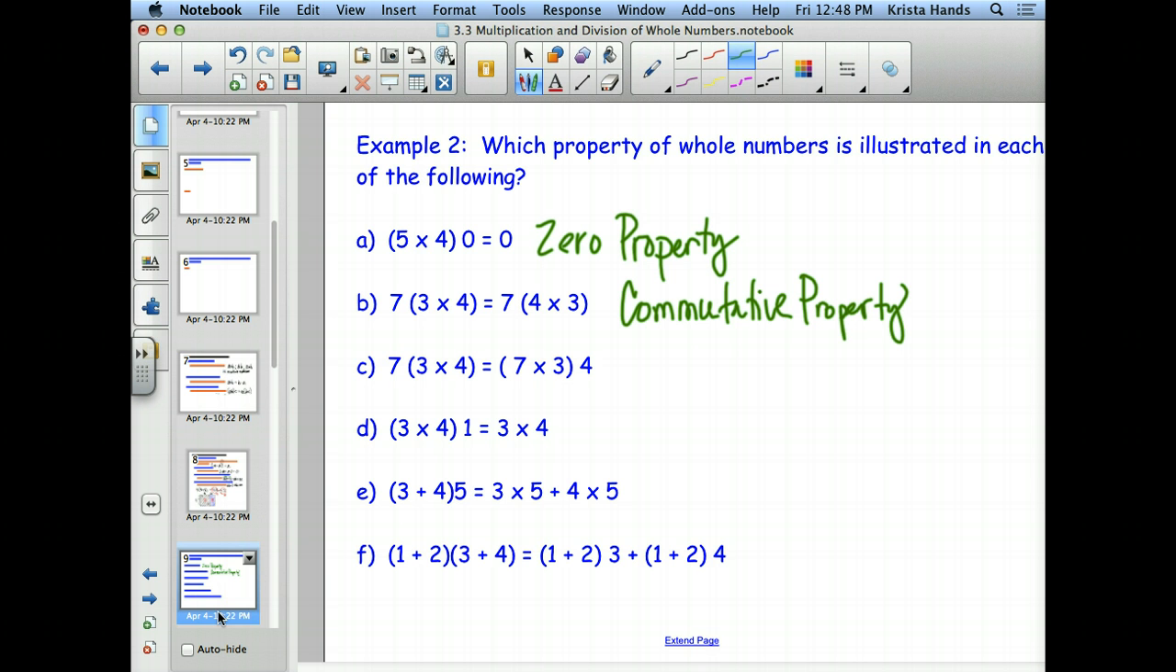Okay, how about the third one? Associative. Why? Because the groupings are different, right? The grouping on the left is 3 times 4, and the grouping on the right is 7 times 3. But notice the order of the numbers stays constant, doesn't it? That's part of the associative property as well. There's no order changing of the numbers. This is 7, 3, 4, and it's still 7, 3, 4. So this is the associative property.